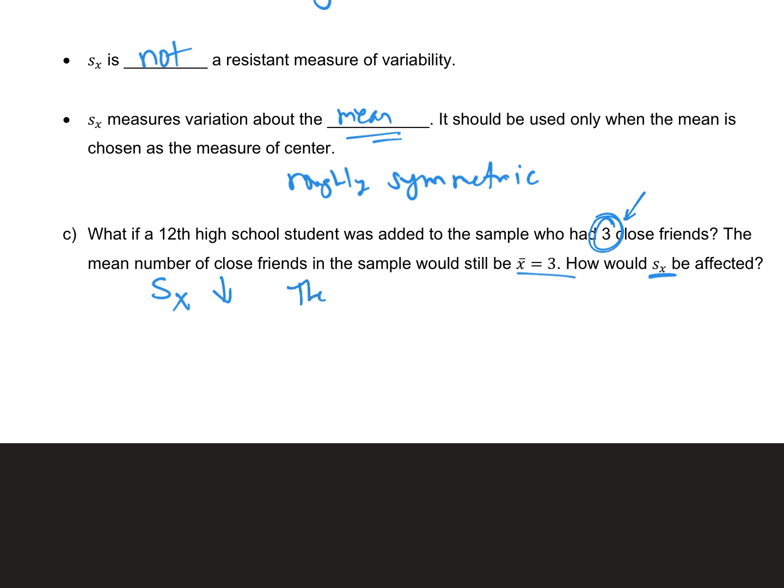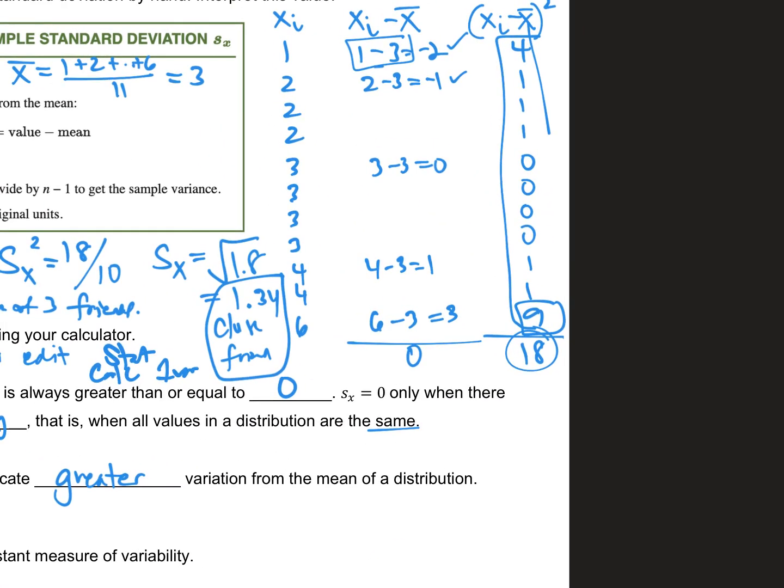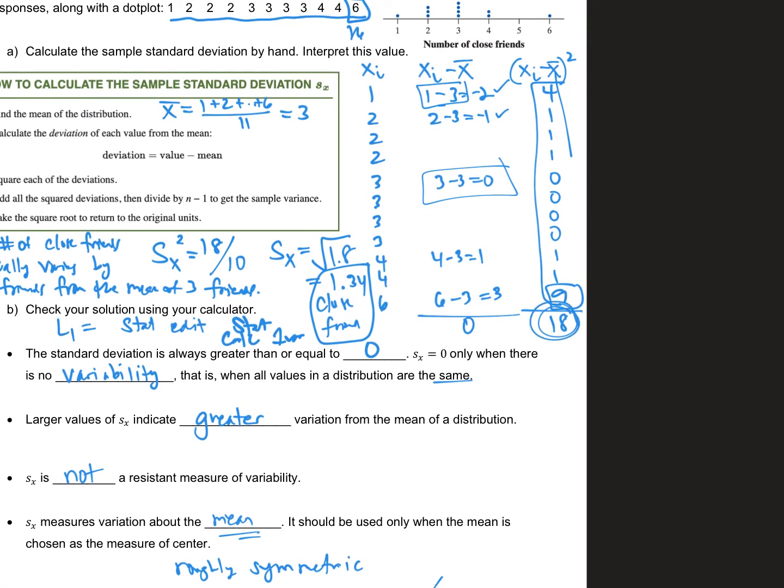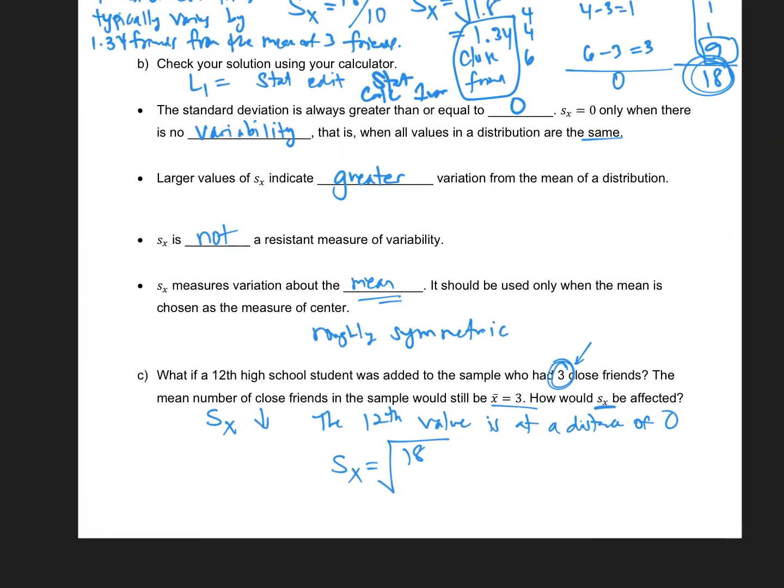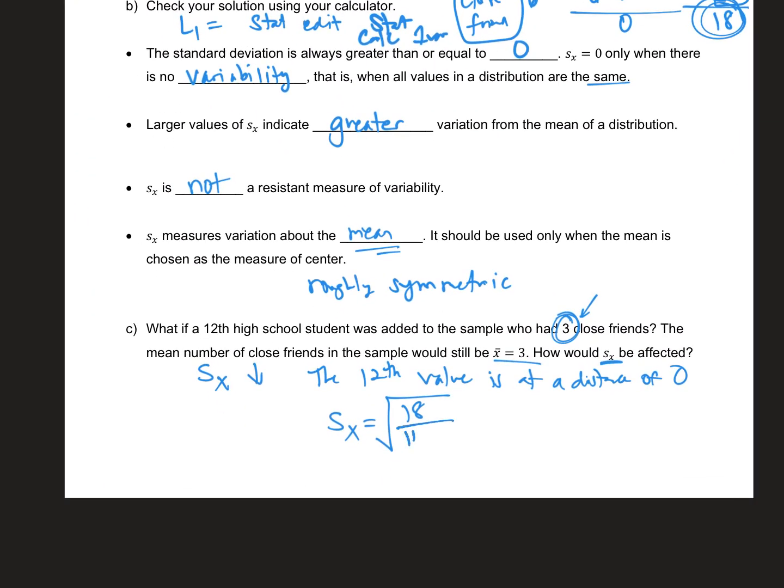And you could say it this way. The 12th value is at a distance of 0. Okay, it's at a distance of 0. And so if I was going to find the standard deviation, then I would take 18. Because this won't change up here, because I'm just adding another 0. So this number right here wouldn't change. But now instead of dividing by 10, I'm dividing by 11 because that's 12 minus 1. And so we can do a quick calculation on our calculator, and we would get 1.28 close friends.